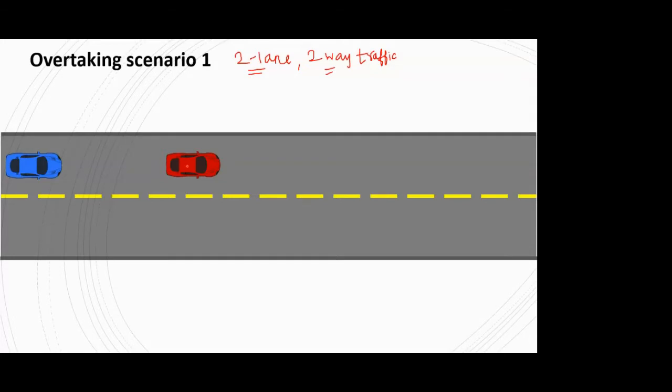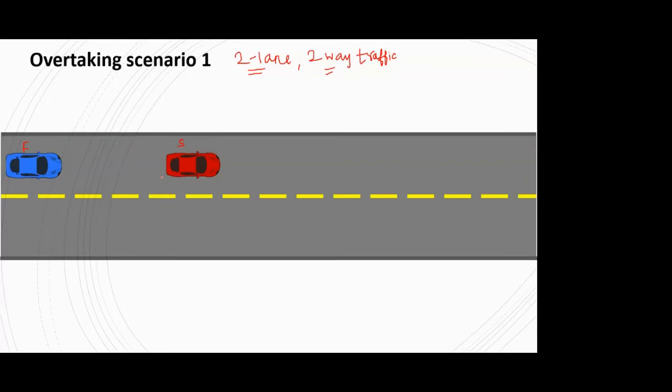And you have two vehicles, red and blue. The red one is the slow moving vehicle and the blue one is the fast moving vehicle. Now for all these scenarios, I have taken only a car as a pictorial representation, but it can be any vehicle. Even a car can be a slow moving vehicle, not necessarily always a truck or a bus or a heavy vehicle. Even a car is a slow moving vehicle sometimes.